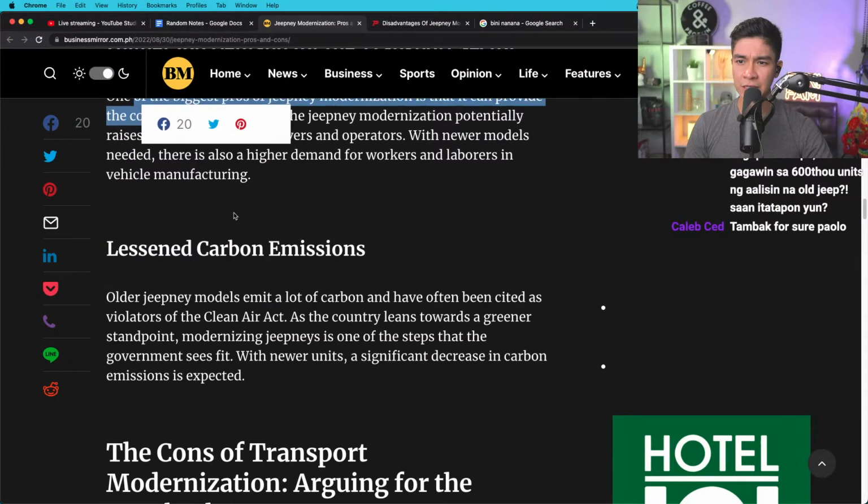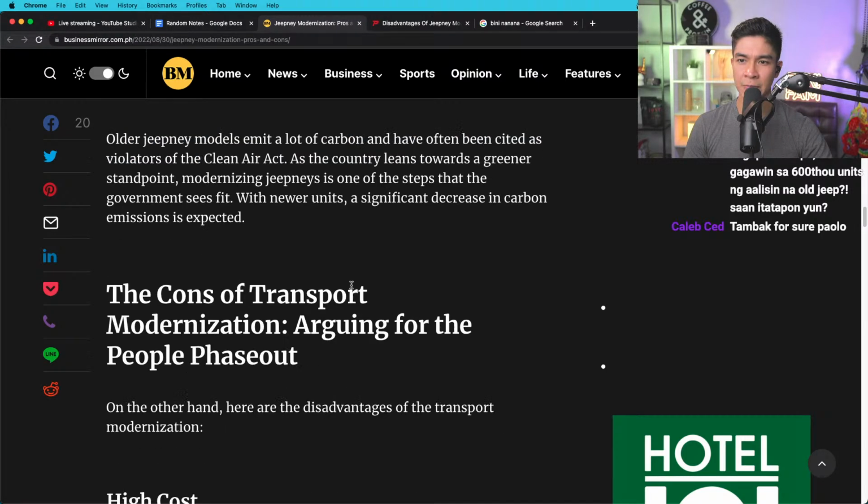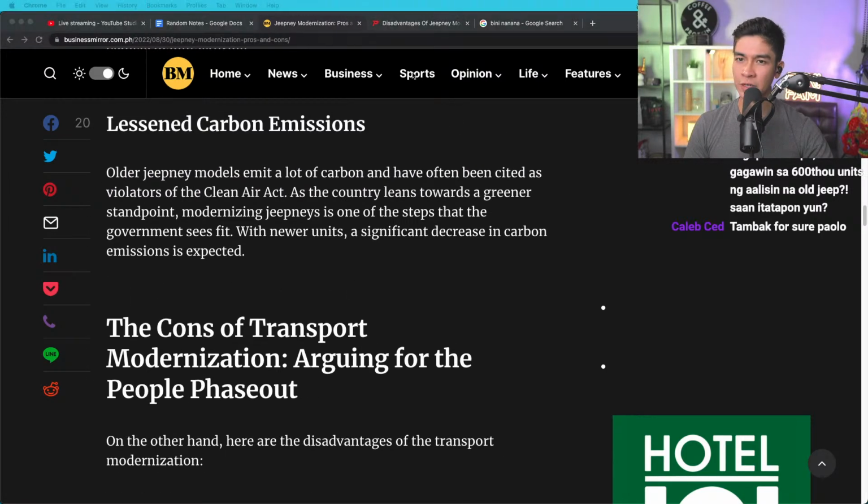With newer vehicles needed, there's also a higher demand for workers and laborers in vehicle manufacturing. Let's see some of the comment first. Okay ang modernization, sabi ni Paolo, as in, pero sagutin ng gobyerno ang bulk ng gastos. Kaya naman yun eh. Kaya nang bumili at magpalipad ng Gulfstream jet ang Pangulo. Kung kakalimutan, Paolo.